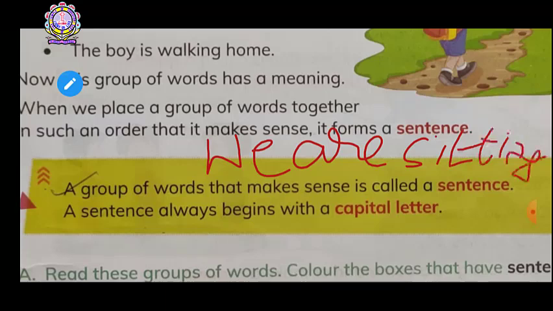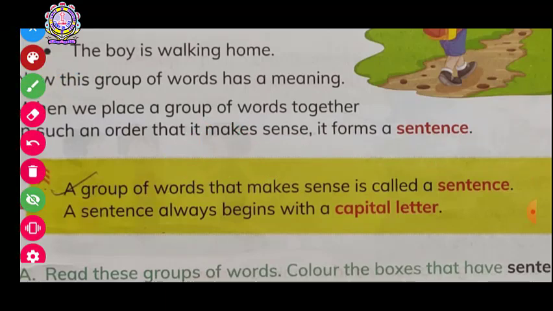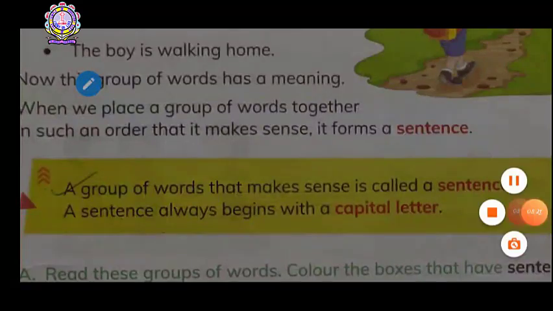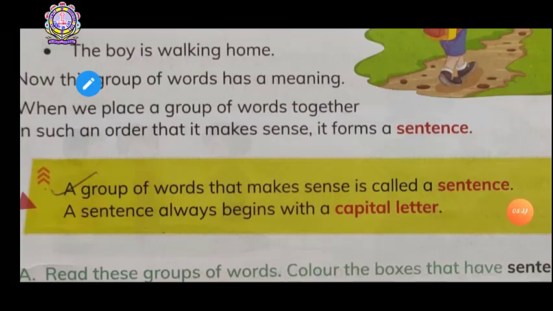Right. So this W should be in your capital letter. This is the rule, you can say, or the formula of a sentence. So first thing, what is it? A group of words that form a complete sense is called a sentence. And another thing, a sentence always begins with a capital letter.